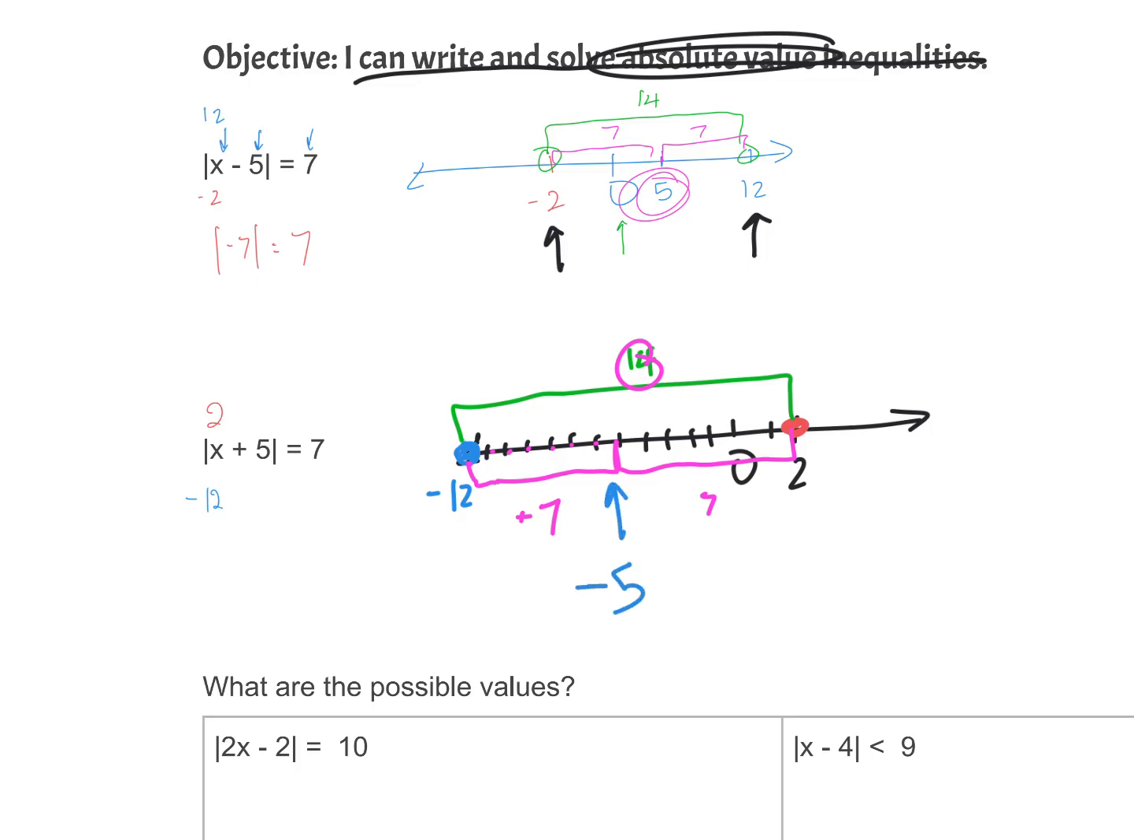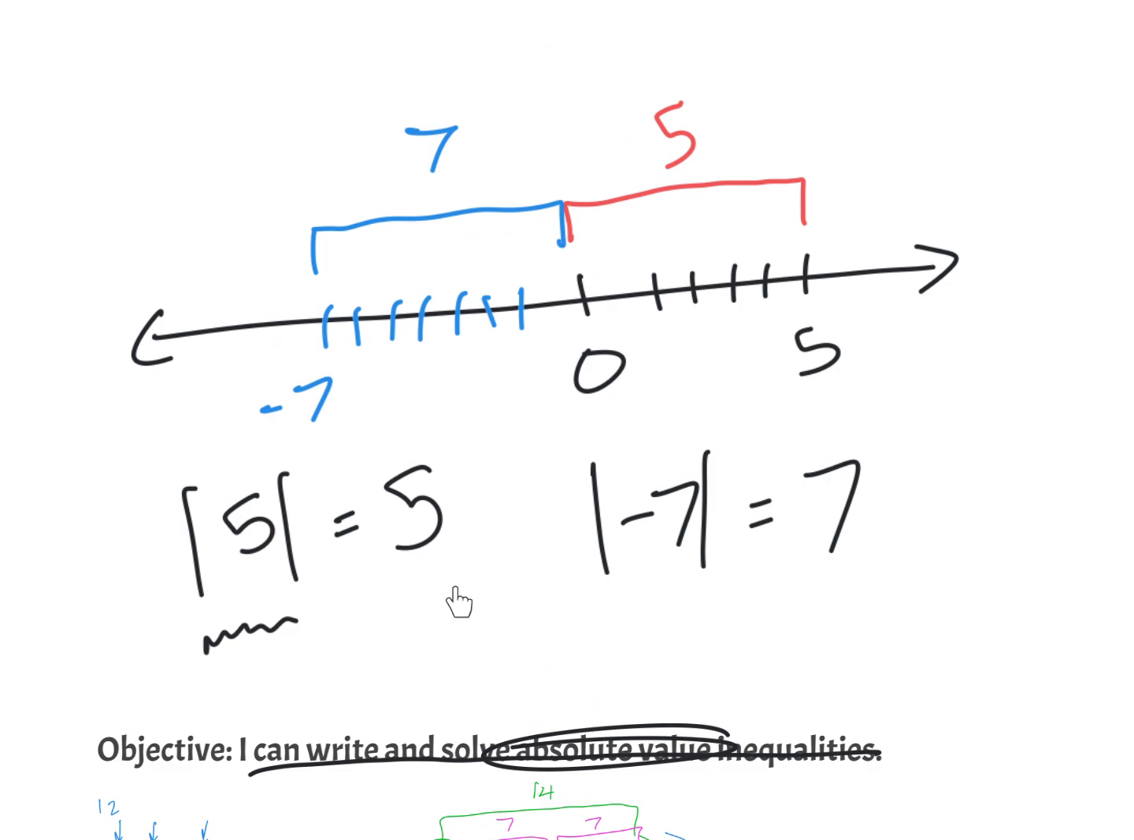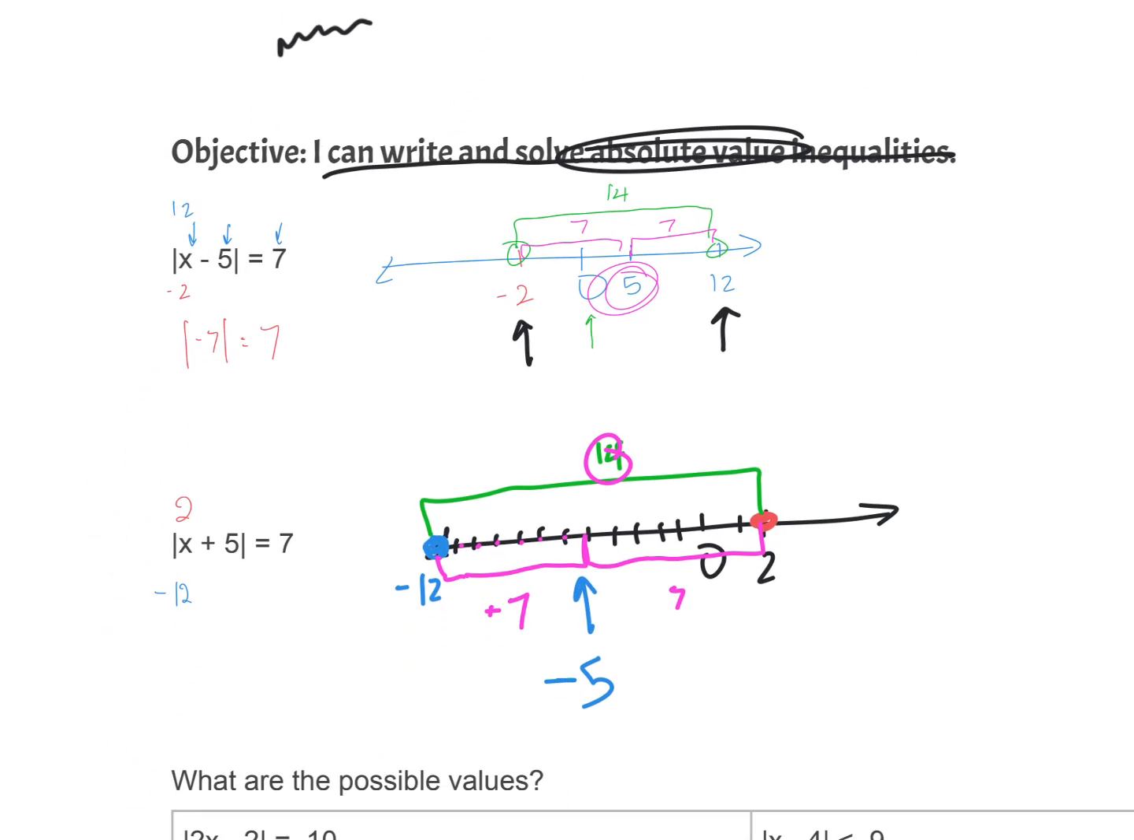So wait a second. Again, I said that this thing is about the distance from 0, but that was pretty much our most basic version of absolute value. This is not the most basic version. I mean, this isn't a full equation. We've got the absolute value of x and something. We're not just doing the absolute value of a plain old number like right here, right?